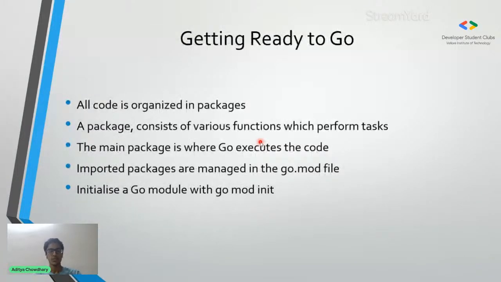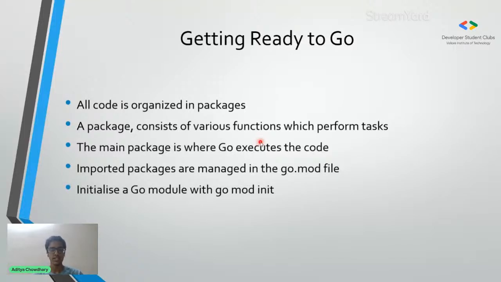In Golang, all our code is organized in packages. A package consists of various functions which perform tasks. You have the main package, which is where the Go compiler looks first when it's executing code. You can also import packages from elsewhere. These are all managed in the go.mod file, which also keeps track of the version of each package, so that when you run the code, you import the same packages and the same versions as they were when the developer wrote them. This helps create consistency in the application between when it was created and when it's being used.